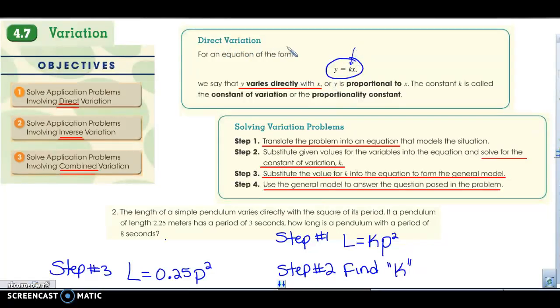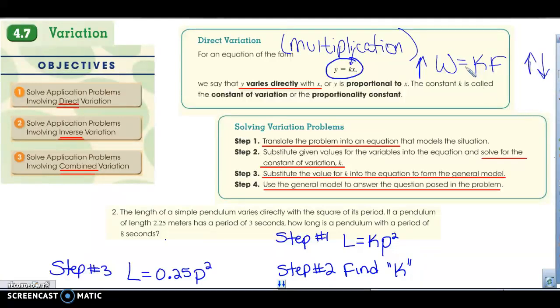So when you see the word direct in the problem, think about the operation of multiplication. You are going to be multiplying k times the variable. One of the simple examples I like to use, if we think about the amount of food we eat and how much we weigh. For most people, their weight is directly proportional to the amount of food they eat. The more food we eat, the more we tend to weigh. The less food we eat, the less we tend to weigh. So there's a direct relationship.